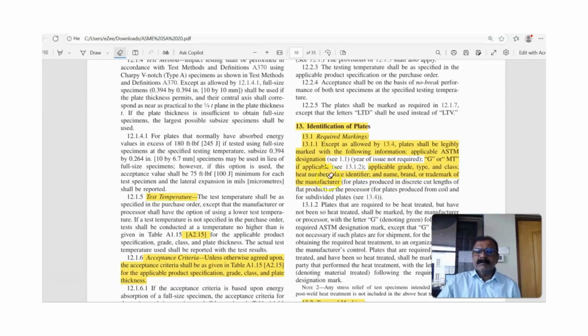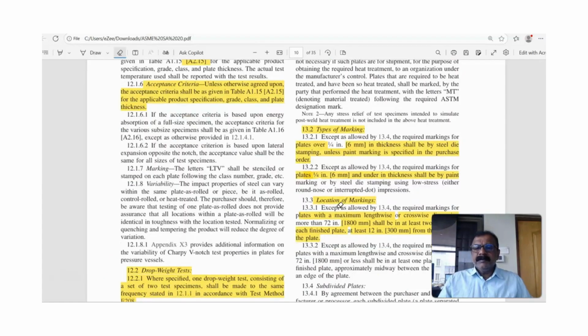Then heat number and plate identifier, that is the plate number actually, heat number and plate number. The plate identifier is the plate number, and the name, brand or trademark of the manufacturer. Then the type of marking: plates over 6 mm in thickness shall be marked by steel die stamping unless paint marking is specified by the purchase order.